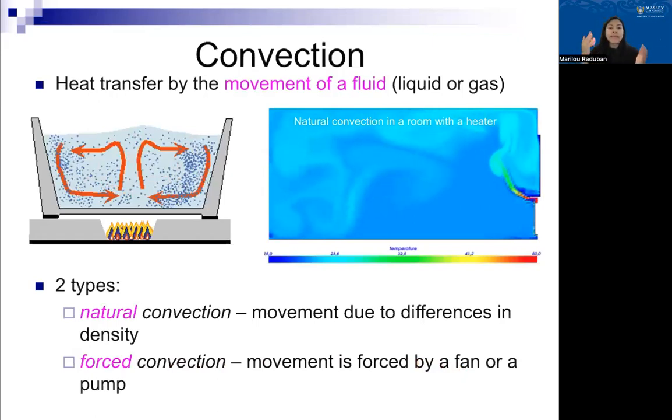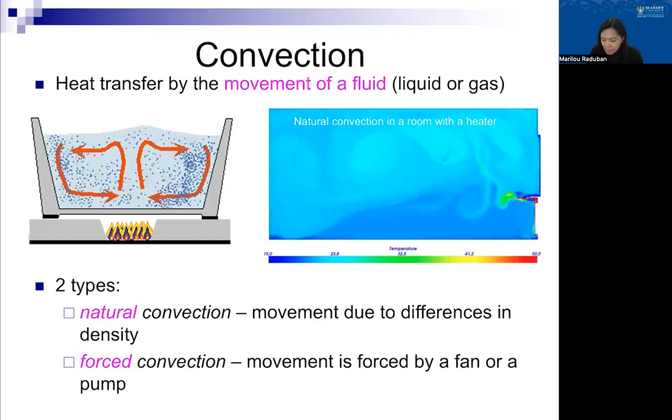So the key distinguishing feature between conduction and convection is that in convection, you have the actual movement of particles, and it's the movement of these particles that will transfer the energy to different parts of a particular space, like the room. Whereas in conduction, the two objects should be in direct contact with each other in order for energy to transfer from the hot object to the cold object.